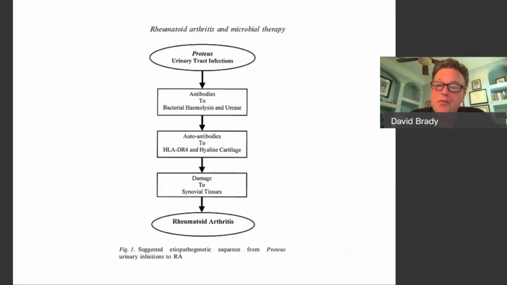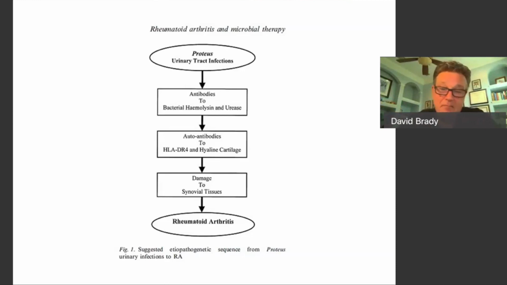He remembered that there's a strong female predominance in RA. So he started asking himself, what kind of infections are females much more prone to than males? He said, urinary tract infections. He started looking in the urine and going beyond just standard commercial testing of urine for infection and culture, actually developing much more sensitive research assays. And he identified an organism that was prevalent in the women with RA and almost never found in the women without. And that was Proteus, in fact, Proteus mirabilis.